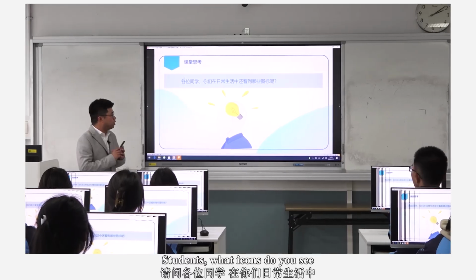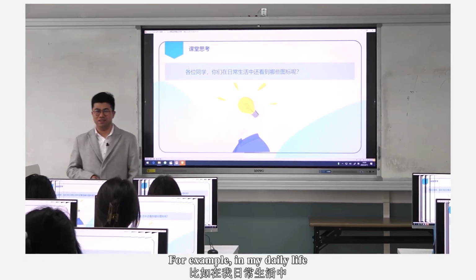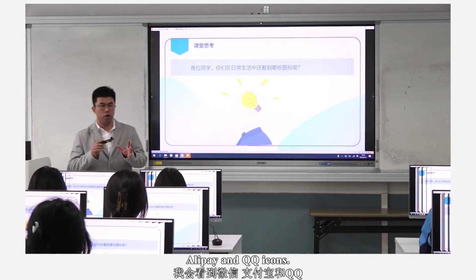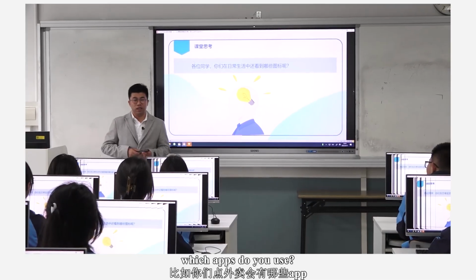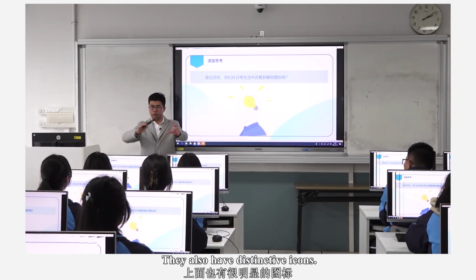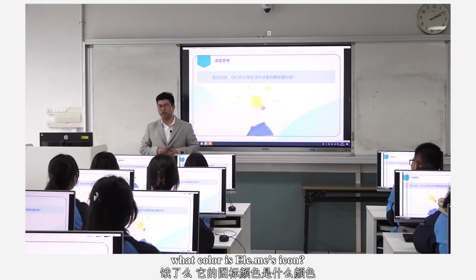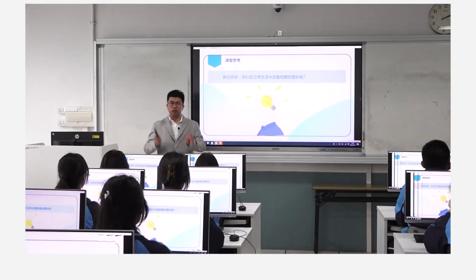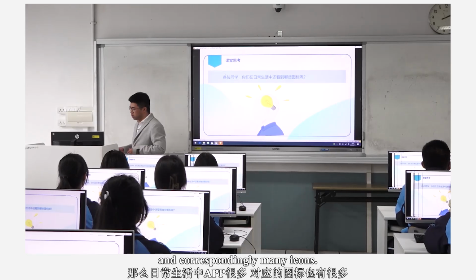Students, what icons do you see in your daily life? Let's discuss. For example, in my daily life, I see WeChat, Alipay and QQ icons. When you order food delivery, which apps do you use? 美团、饿了么. Right. They also have distinctive icons. For example, what color is 饿了么's icon? Blue. And 美团 is yellow. There are many apps in daily life, and correspondingly many icons.